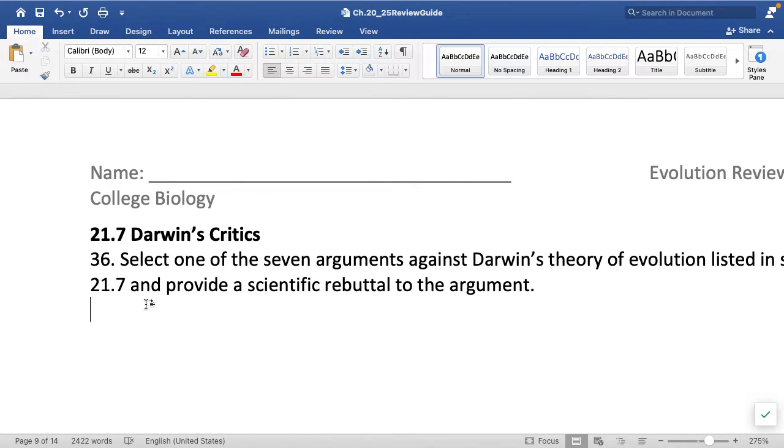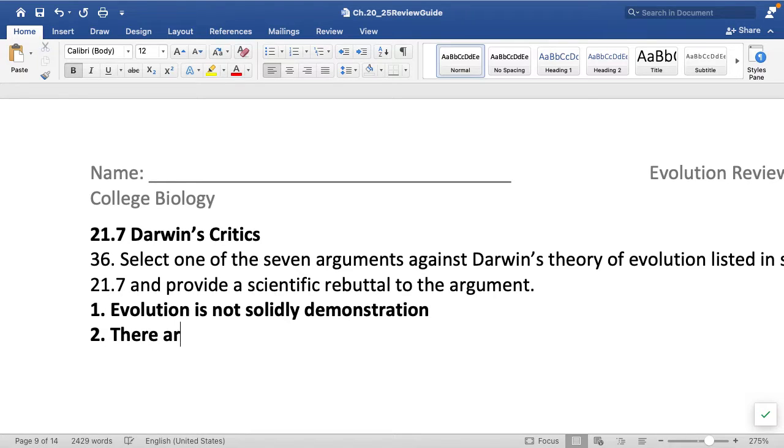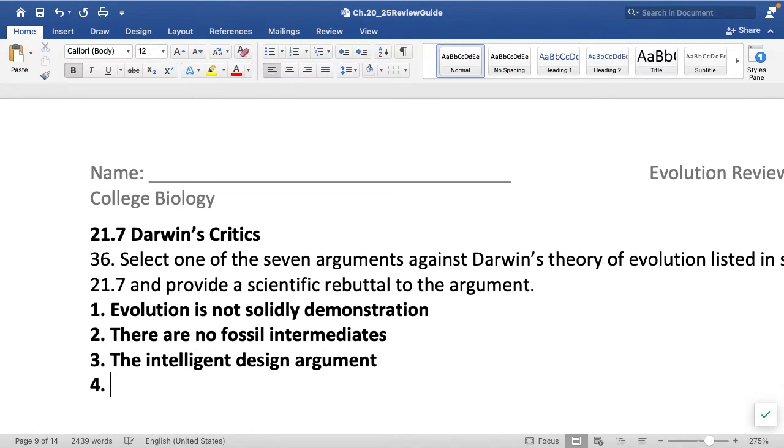Number 36. Select one of the 7 arguments. Okay, so I'm just going to list the 7. I don't think I quiz you on Darwin's critics. I usually make you write an essay on it, but I did not this year. Okay, not solidly demonstrated, that is one critic. There are no fossil intermediates. The intelligent design argument, that everything that's created is perfect. Evolution violates the second law of thermodynamics. Does anyone remember the second law?